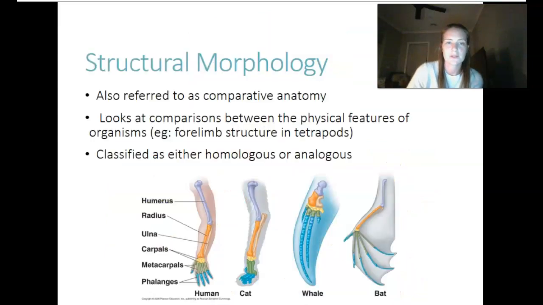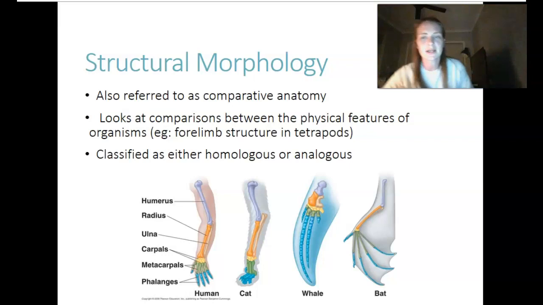Another piece of evidence for evolution is structural morphology, or structural homology, homologous structures. So looking at how alike the physical features of different organisms are. And it can also be called comparative anatomy. So if you hear any of those terms, it's all talking about structural morphology. So sticking to what VCAA put into the study design, because that's likely how they'll refer to it in an exam.